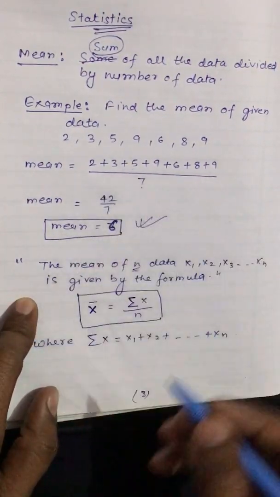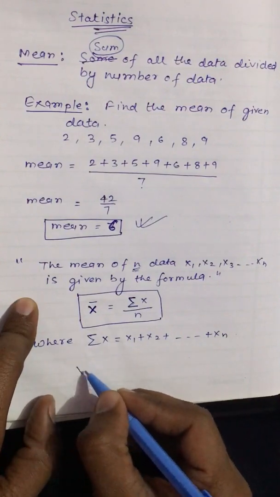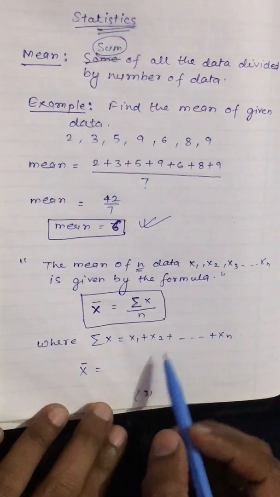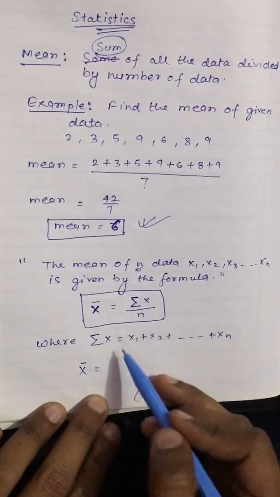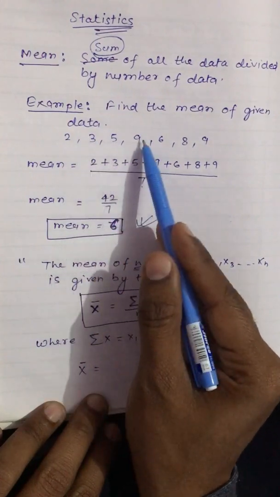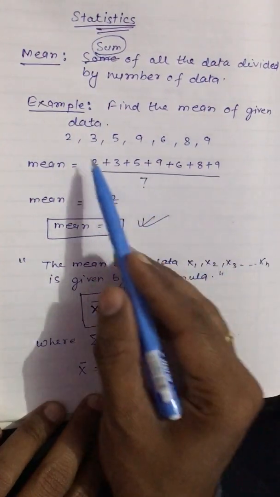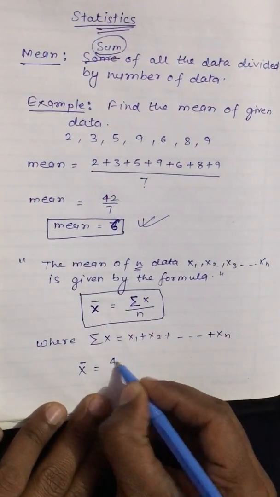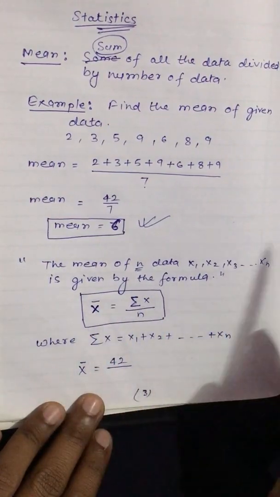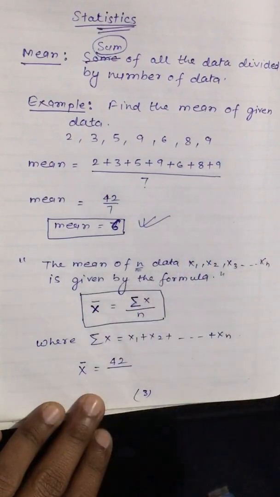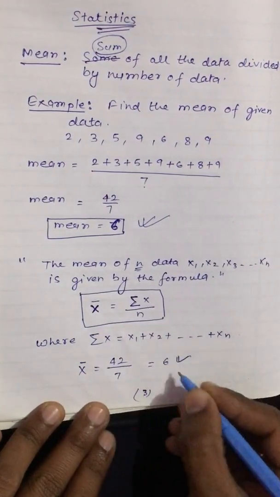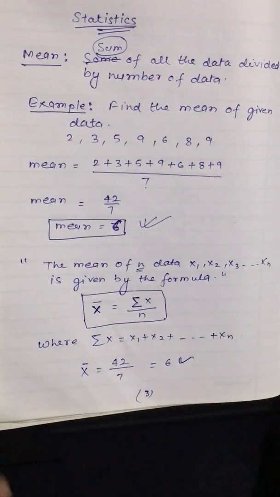If we use this formula, what will happen? X bar, or arithmetic mean of x, means summation of x, means add all x. What is that here? This is x1, x2, x3, x4, x5, x6, x7. So you add them all, what did you get? 42, and then divided by n. N means number of data. How many data do we have? 7. So we divide by 7. How much did we get? 6. So this is the arithmetic mean.